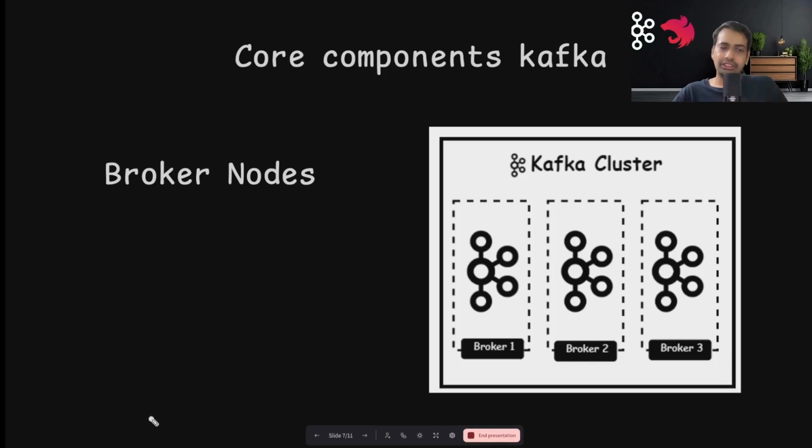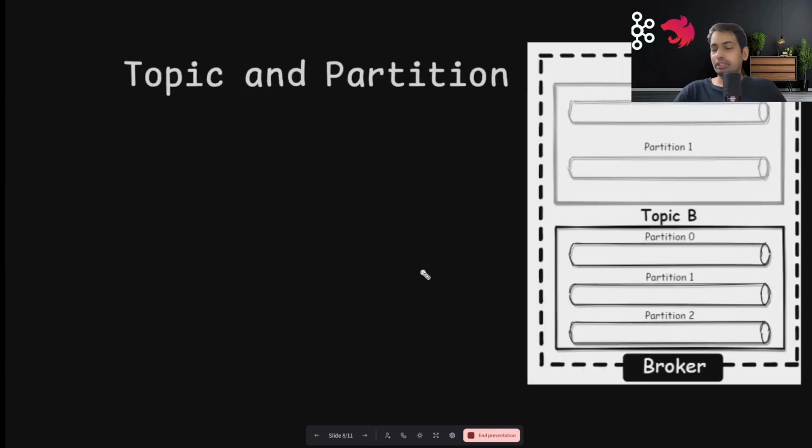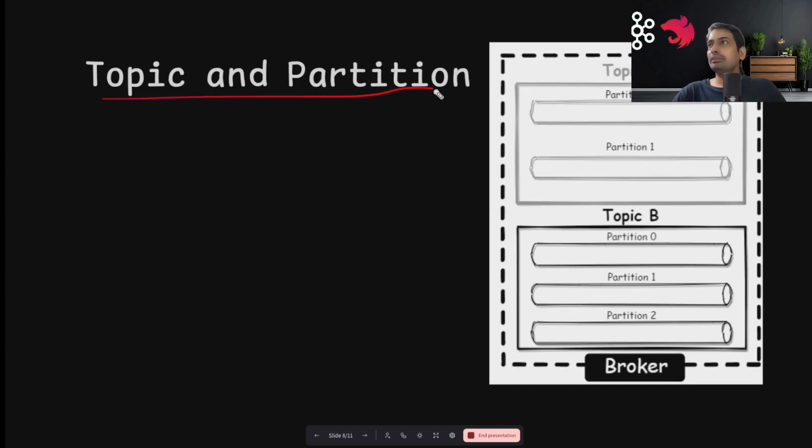Kafka cluster and broker. A cluster is a group of systems that are working together to achieve a shared goal. And each system in the cluster is called a server or a node, right? And then each server or node is also further divided into topics and partitions. In Kafka, a topic. So what is this topic and partition in Kafka?